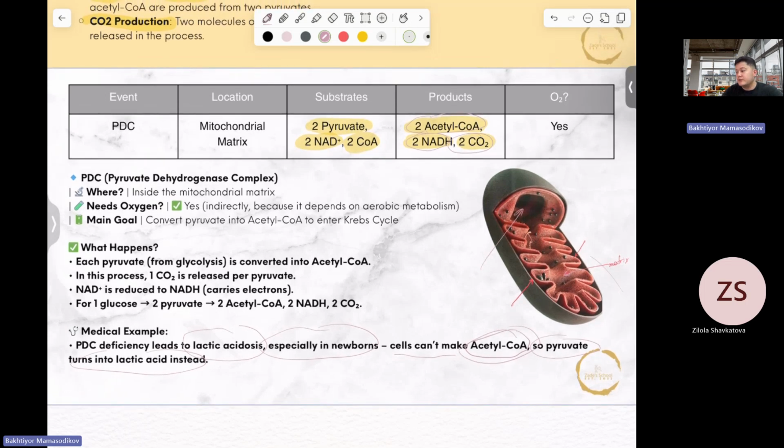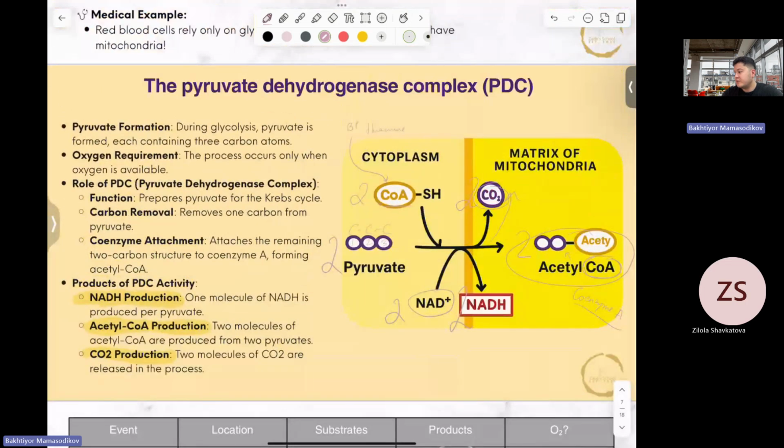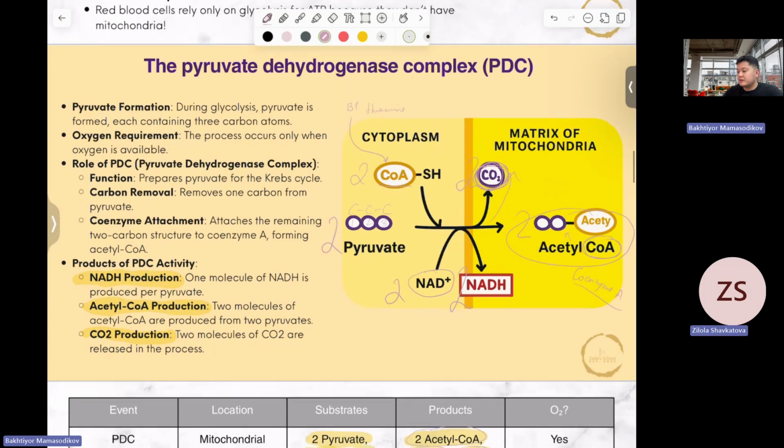Any questions? And the carbon dioxide you're exhaling from the lungs: do you see this carbon dioxide which is released from pyruvate? So carbon dioxide exhalation in the lungs comes partly from this step. Partly, I'm saying partly. It is measured in the ABG, arterial blood gases. It can be measured, okay? So I hope the PDC complex was understandable.